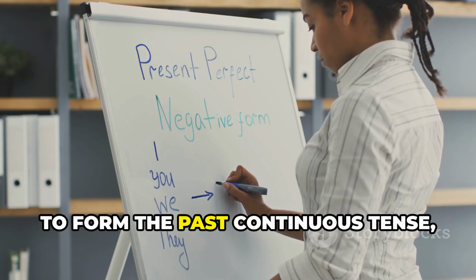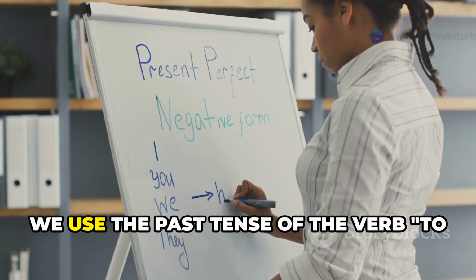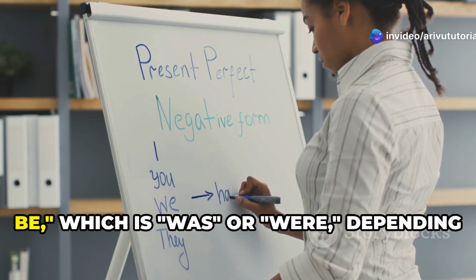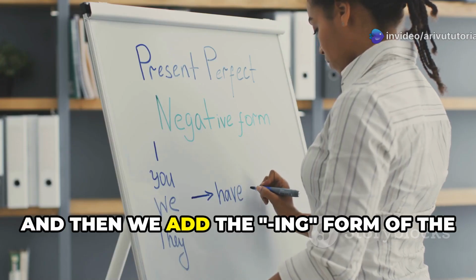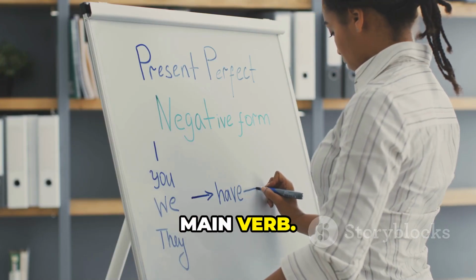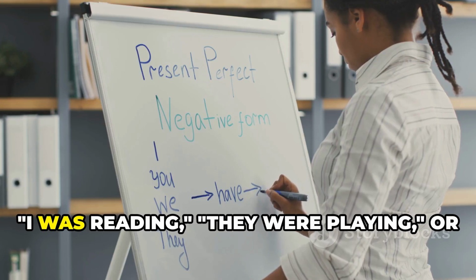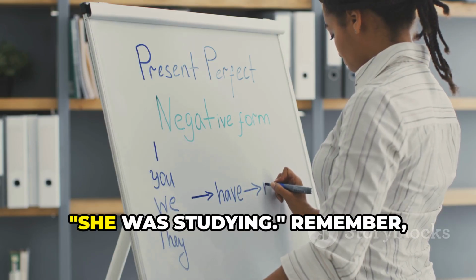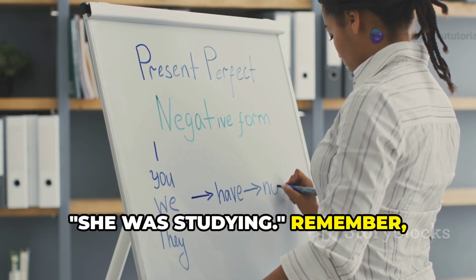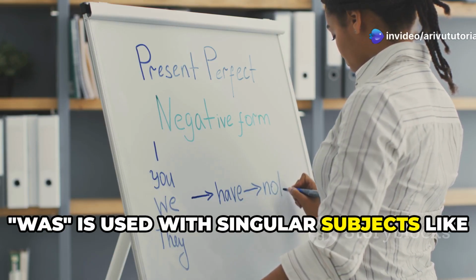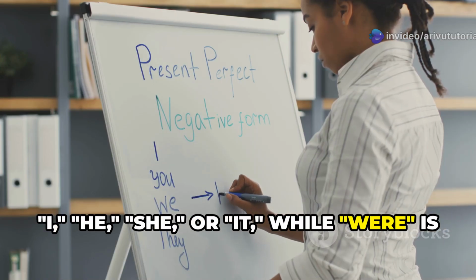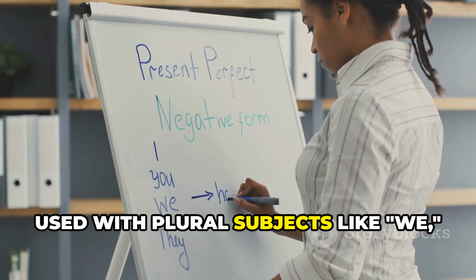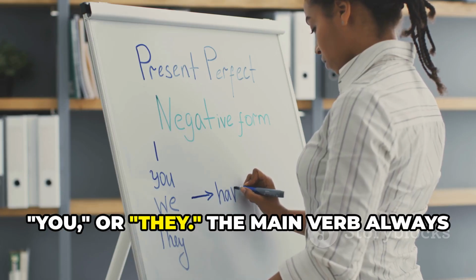To form the past continuous tense, we use the past tense of the verb to be, which is was or were, depending on the subject, and then we add the ing form of the main verb. For example, I was reading, they were playing, or she was studying. Remember, was is used with singular subjects like I, he, she, or it, while were is used with plural subjects like we, you, or they.